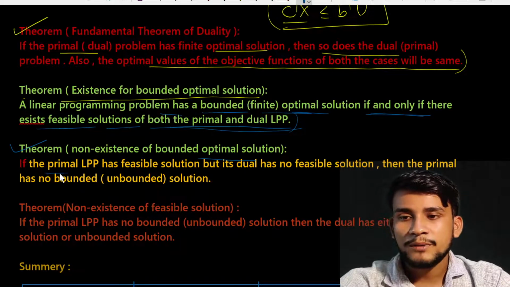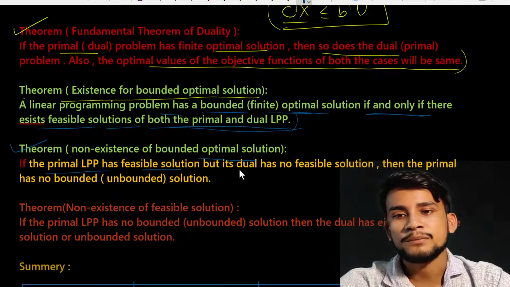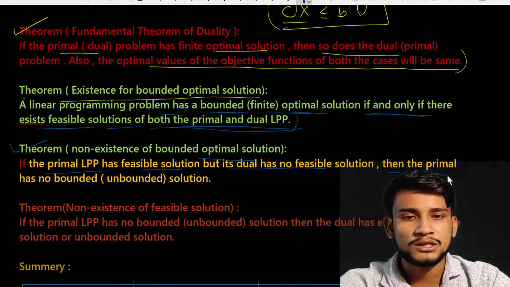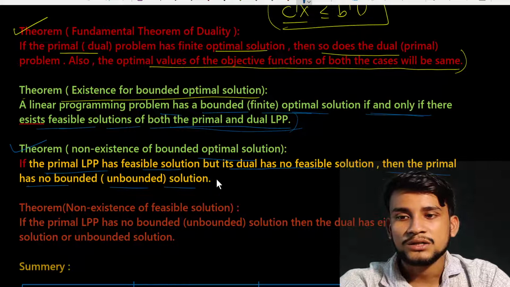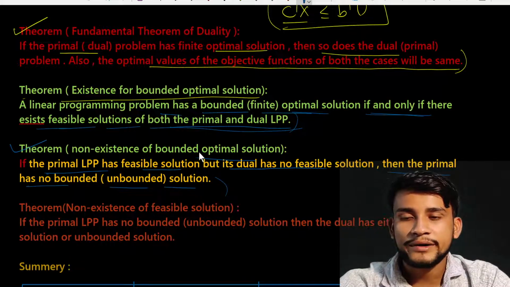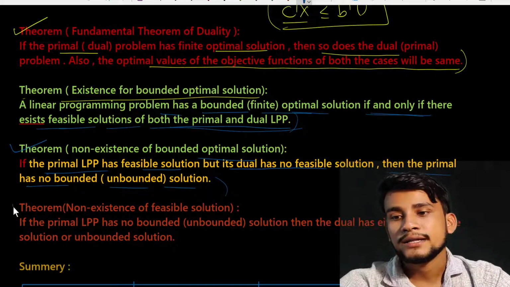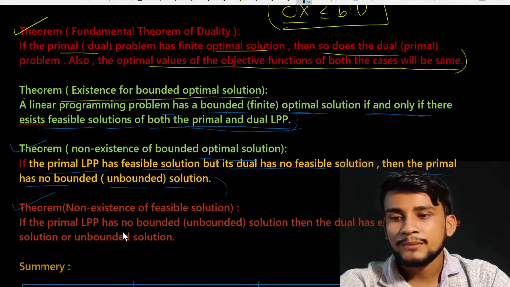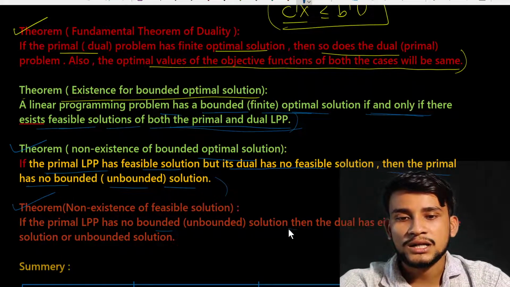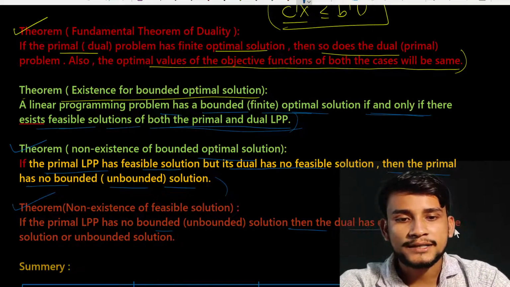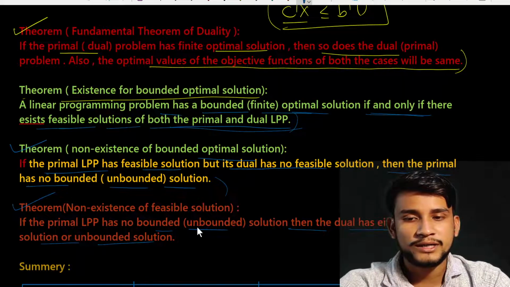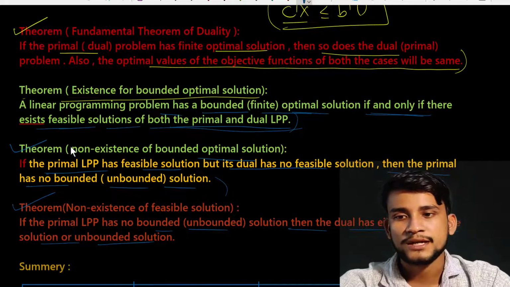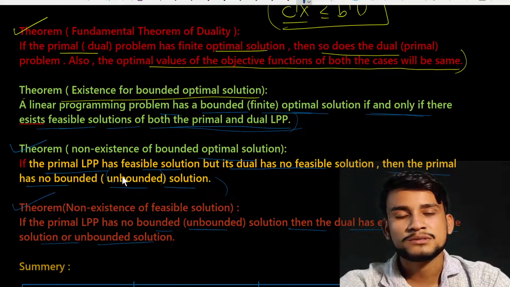Okay, so if the primal LPP has a feasible solution but the dual has no feasible solution, then the primal has an unbounded solution. This is the theorem on non-existence of a bounded solution. And the next theorem is, if the primal LPP has no bounded solution, then the dual has either no feasible solution or an unbounded solution. This theorem holds for the unbounded case also, and these cases may happen.